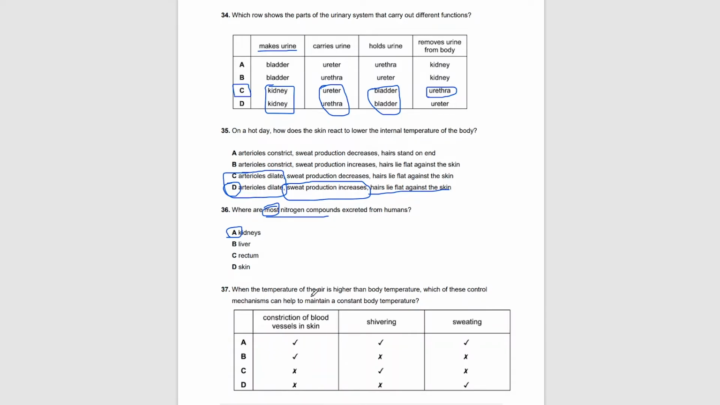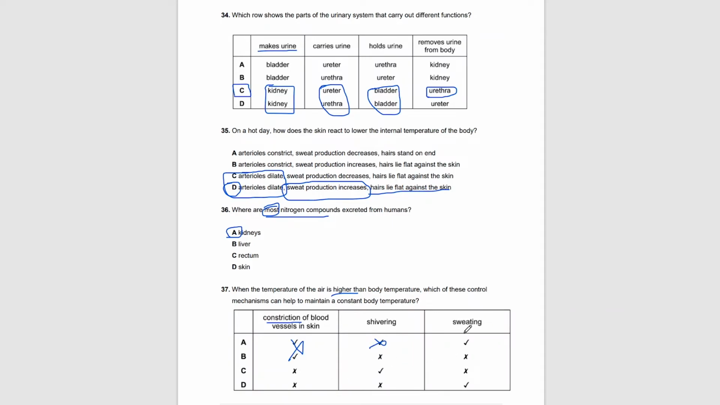37. When the temperature of the air is higher than the body temperature, which of these control mechanisms can help to maintain a constant body temperature? Constriction of blood vessels in the skin. Constriction will prevent the blood flow, which means less blood will flow to the skin surface. But we need to decrease the temperature, so more blood should flow. So constriction of the blood vessels will not help to maintain a constant temperature. Shivering will produce more heat. We need to decrease the amount of heat because the temperature is higher, so shivering will not help.